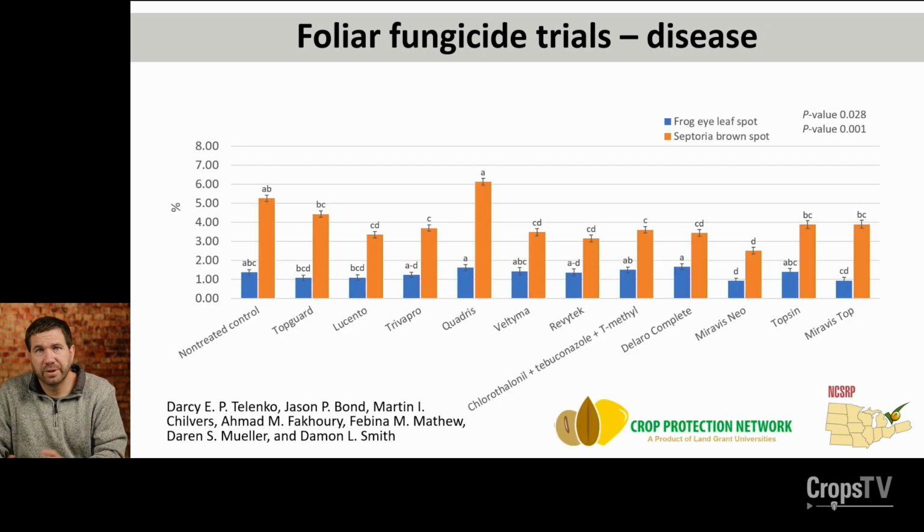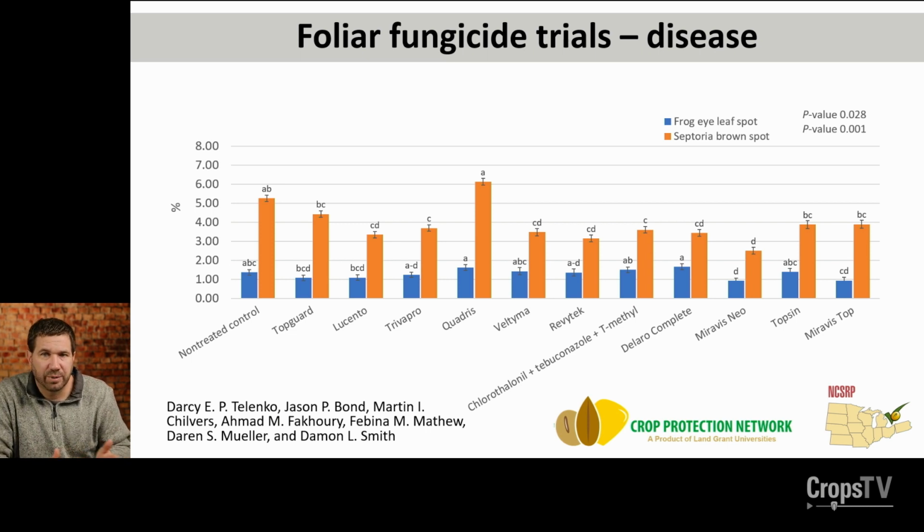And so what we found, and this is just summarizing the average across all 7 locations, is that there were very little differences in frogeye leaf spot or in Septoria brown spot. If there's anything interesting in here, if you look at the Quadris right in the middle, it looks like it did not affect Septoria brown spot at all. We know that we have resistance to Septoria glycines, the pathogen that causes brown spot.